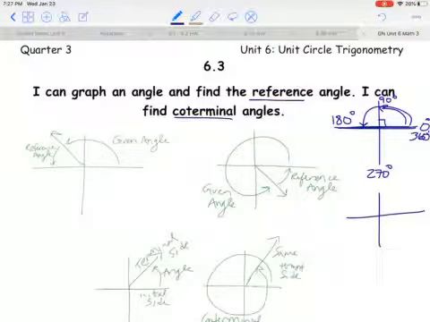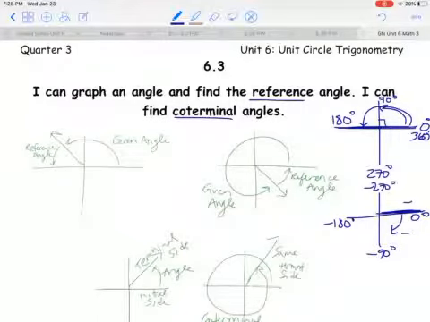And negative is the exact same. Always start right here for 0, but you're working backwards for negative. So this is negative 90, negative 180, and negative 270, and then negative 360. You can keep going around and around and around, the numbers just get bigger.